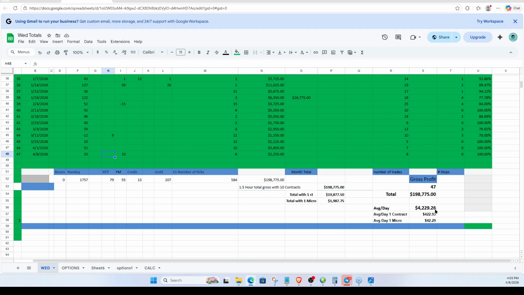So on the average, we're making about $422 per contract in these Wednesday sessions. Today and the last couple here, we got below the average. We bring that average down.